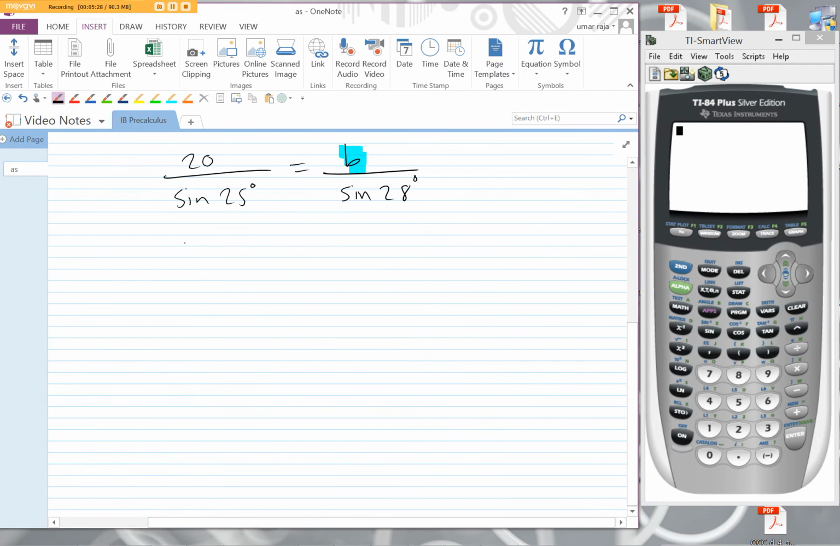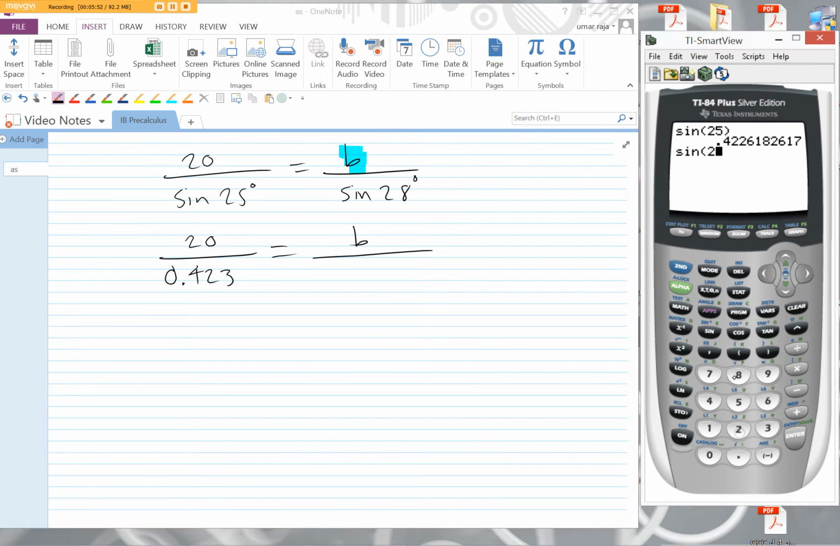So this would be 20 over sine of 25. A lot of times you can just put the sine of 25. You don't have to close that parentheses, but I always do. It's just a habit. That gives 0.42, and if you want to round that to 3 decimal places, that would give you 0.423 is equal to b over sine of 28.